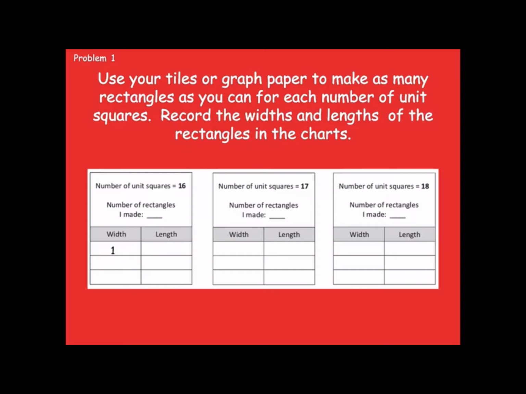Okay, so for 16, I have a 1 by 16, a 2 by 8, and a 4 by 4. So I could make 3 total rectangles with 16 unit squares. Now for 17, I have a 1 by 17, and that was my only rectangle. For 18, I have a 1 by 18, a 2 by 9, and a 3 by 6. So I was able to make 3 rectangles with 18 unit squares. Okay, does yours match mine?